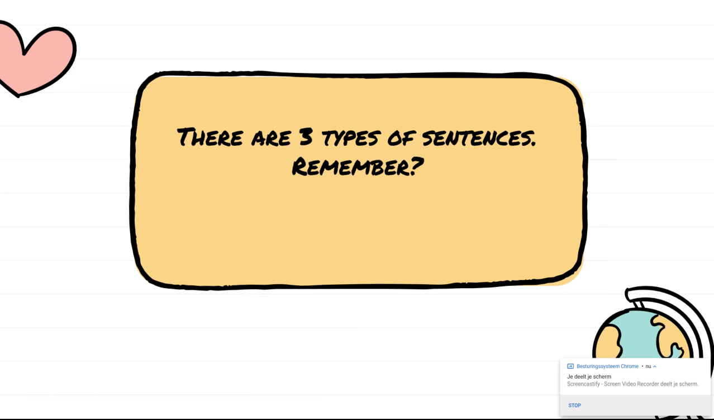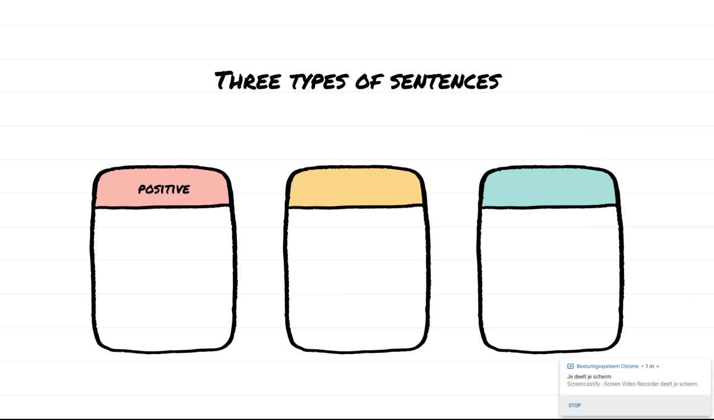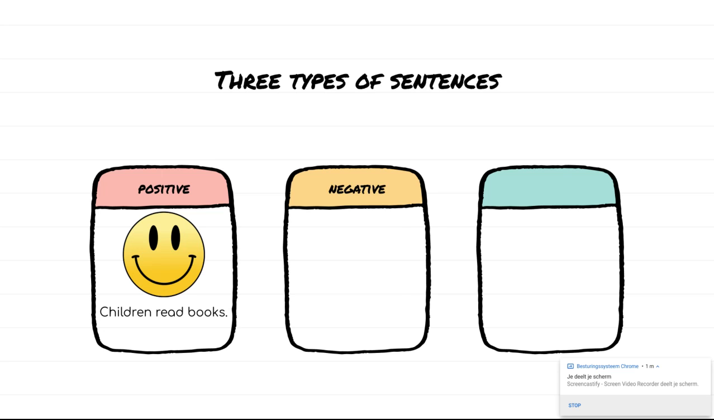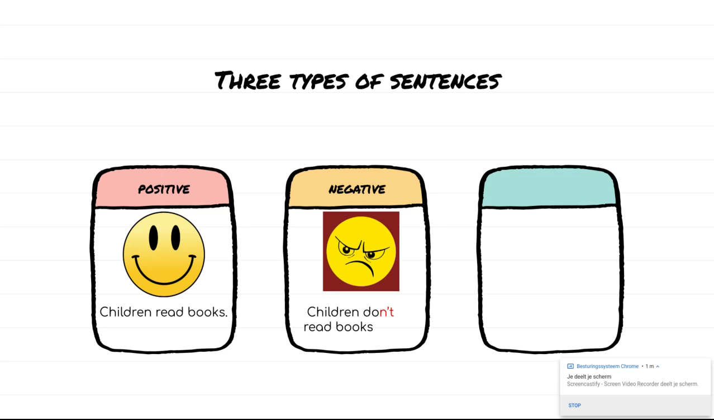There are 3 types of sentences. That's the first thing we have to remember. Teja, do you remember the first one? Very good. The first one is positive. Like children read books. That's a positive sentence. And the next one, Julian? Of course, negative. And a negative sentence is, children don't read books.